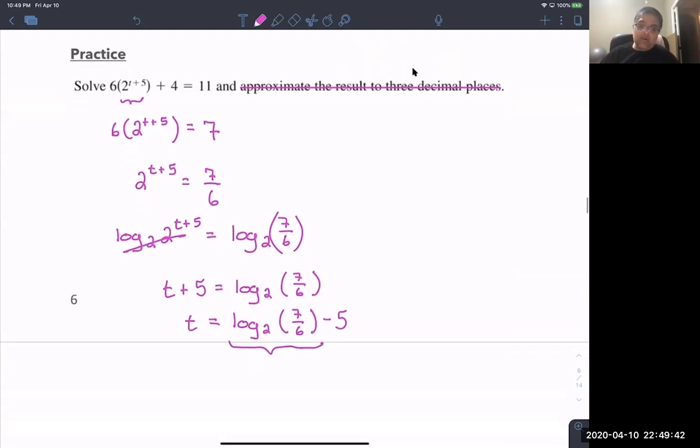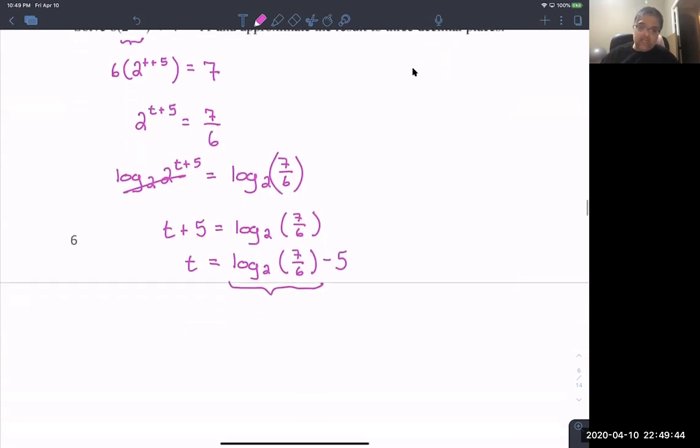Now remember, we were doing expansion and contraction of logs in the last section. Remember how I can rewrite log base 2 of 7/6 and what the quotient rule of logarithms said. It said that I can rewrite log base 2 of 7/6 as log base 2 of the numerator minus log base 2 of the denominator. And that would be my answer.